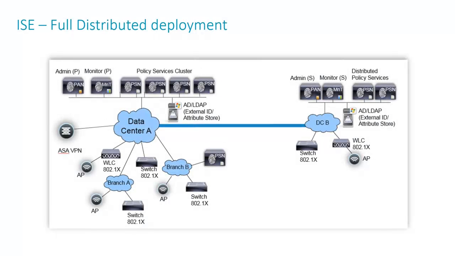This is a fully distributed setup where you split your deployment and have dedicated PAN and MNT nodes, and you also have dedicated PSNs. You could have dedicated PSNs, or you could have shared PSNs between RADIUS and TACACS, which we will look at in a bit. And there are latency requirements here. In ISE 2.0, the link latency limit is 200 milliseconds. In ISE 2.1, it is 300 milliseconds. This is specifically for RADIUS. For TACACS, it can be relaxed a little bit.